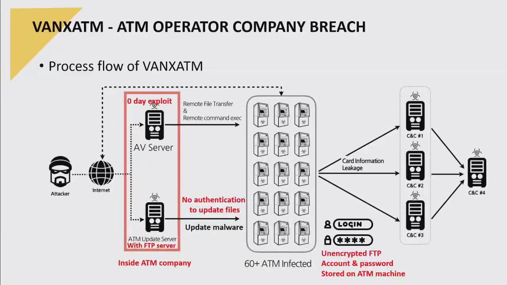And when they infected the ATM machine, interestingly, they found a pair of credentials on the ATM machine, which is the account and password, and they also found an FTP server. So they eventually figured out this FTP server is actually located in the ATM company network. It's an ATM update server, and the credential is used to log into this FTP server. So they attacked this FTP server and compromised it and used this server to update their malware. And when the malware collects information on the ATM machine, they send the data back to C2 server.